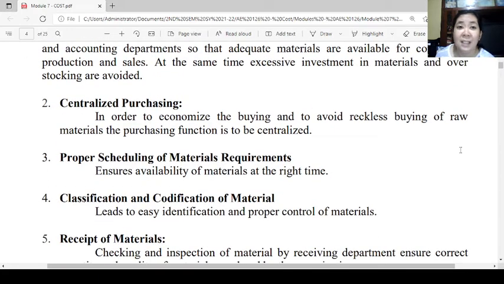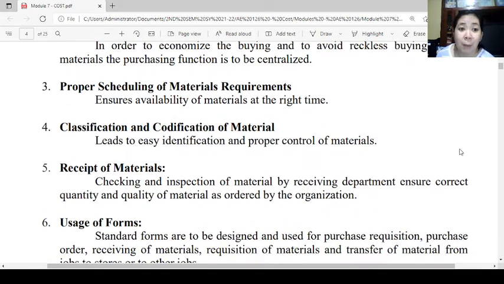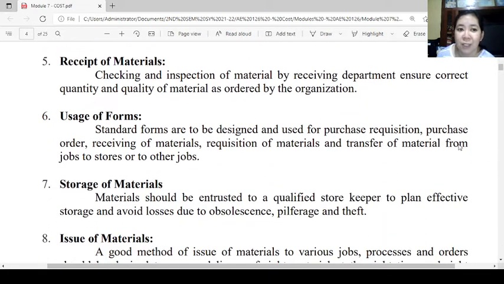Next is centralized purchasing, meaning in order to economize the buying and to avoid losses or excess buying of raw materials, the purchasing function is to be centralized, to monitor the purchase of raw materials. Third, proper scheduling of materials requirements. This is to ensure the availability of materials at the right time. Fourth, classification and codification of material. This will lead to easy identification and proper control of materials to be used and issued.